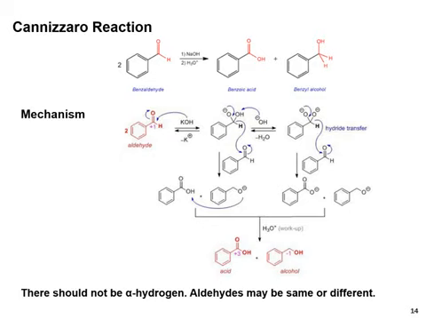So sodium hydroxide attacks the carbonyl carbon, and one molecule of the aldehyde is converted into carboxylic acid, and the second molecule of the aldehyde is converted into alcohol.